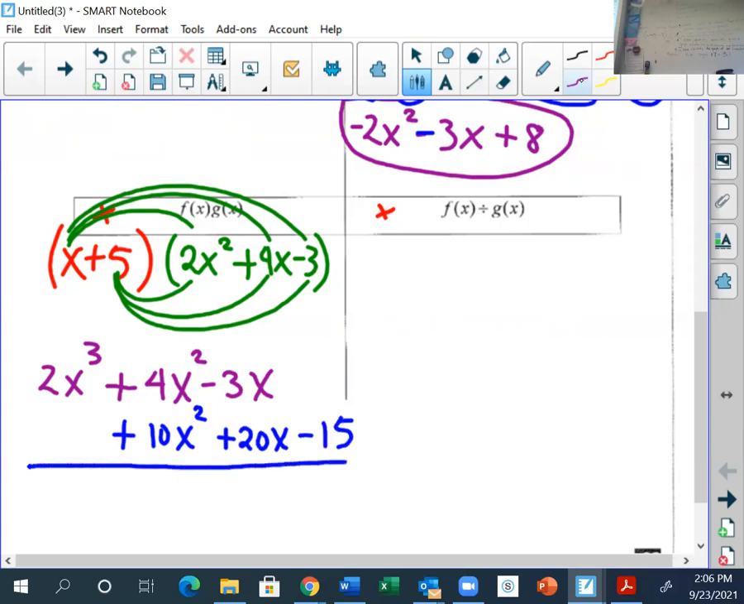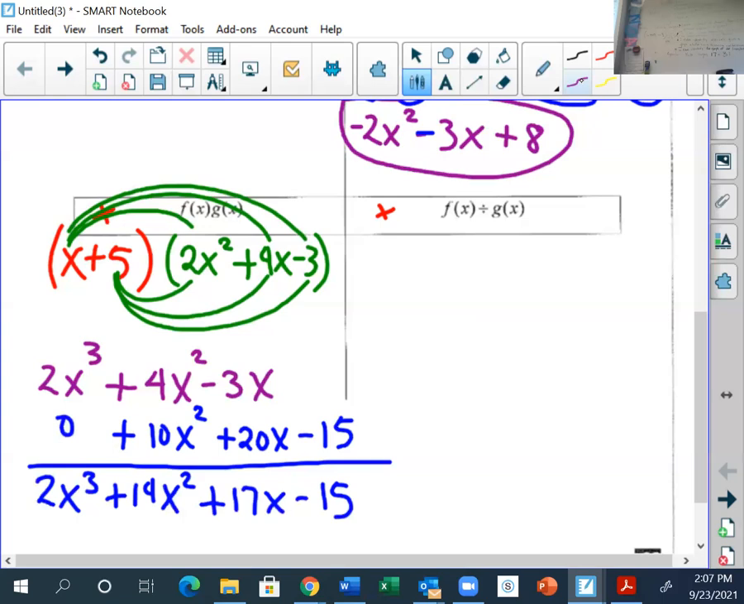So now I can just add it up. I wrote it down right below the like terms so that it's easier for me to add them. This 2x cubed doesn't have anything to add with, so you just leave it. 4x squared plus 10x squared is 14x squared. Negative 3x plus 20x is 17x. Negative 15 doesn't have anything to be combined with, so you just leave it like that. Okay, that is your final answer.